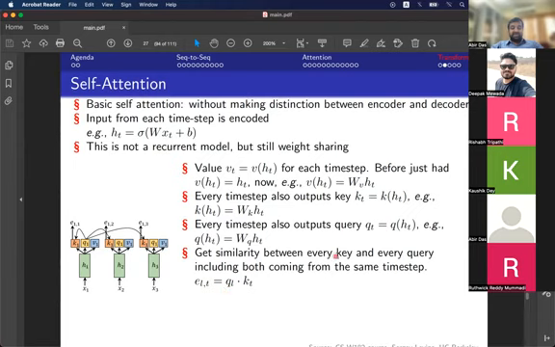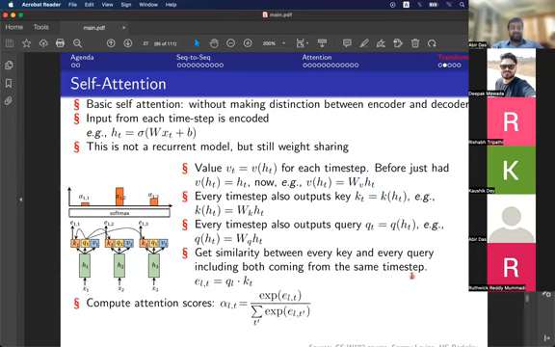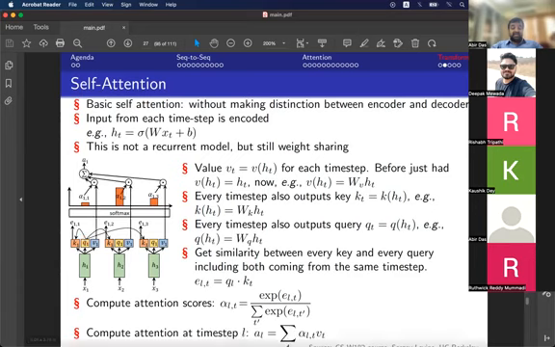So get similarity between every key and every query, including both coming from the same time step. Now compute the attention scores alpha_lt, which is the softmax of these e_lt over all the t's. The t's are the second subscript, so t basically means the key index. The query is l here, okay? And compute the attention at time step l.